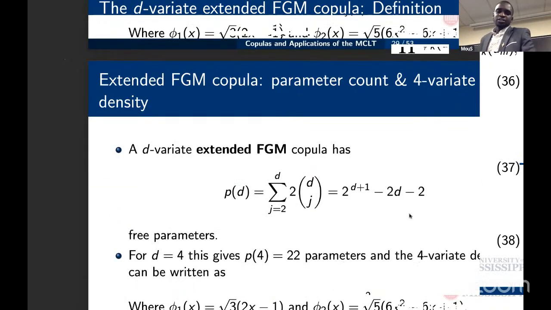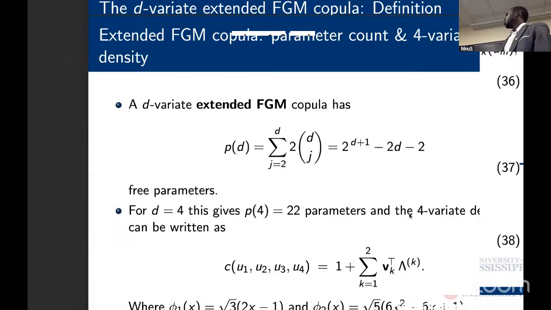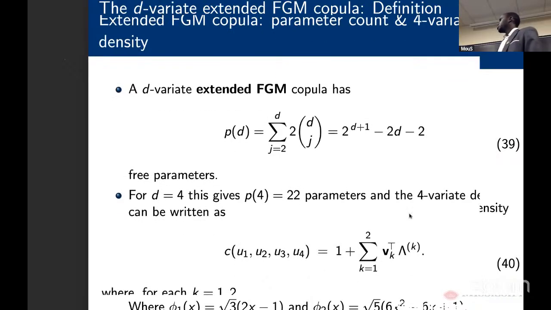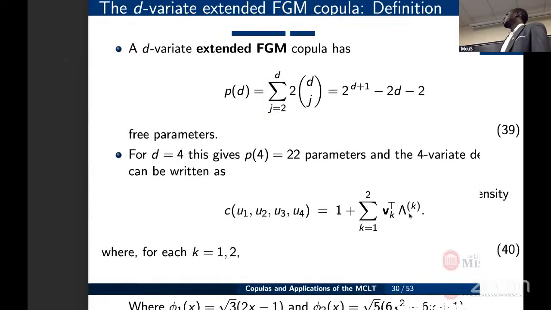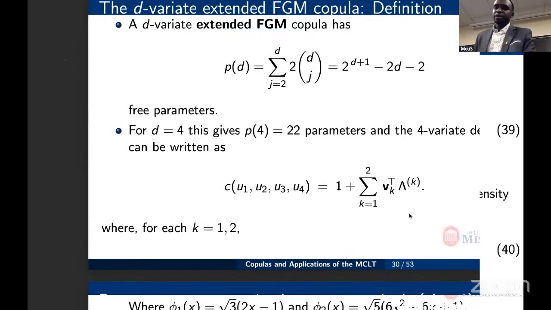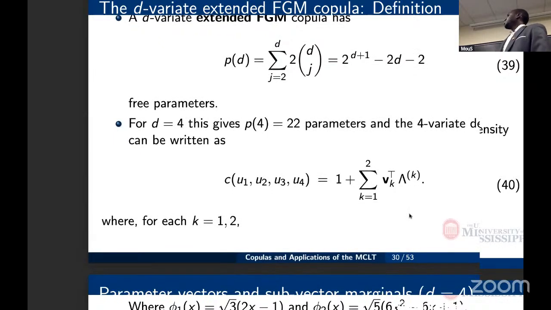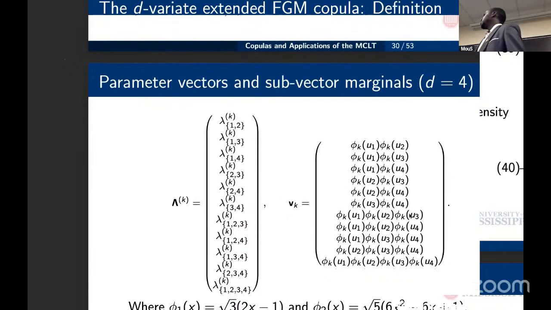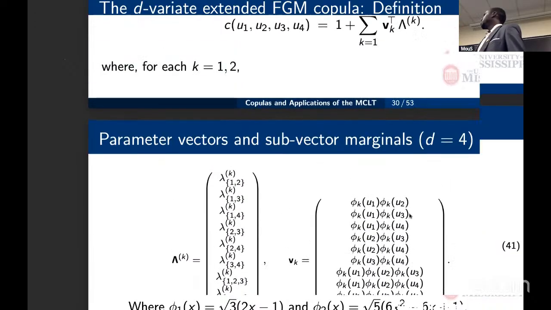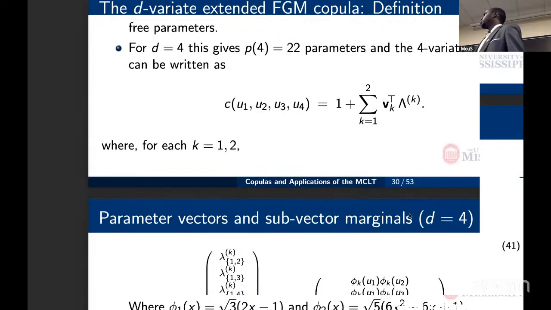And it has P_d parameters given by equation 39, which is 2 to the power d plus 1 minus 2d minus 2. That's the total number of parameters as long as we have the number d. For example, when d equals 4, the 4-variate FGM copula has 22 parameters. And the density can be written as in equation 40, where v_k and lambda_k are defined by these vectors. So this is lambda top k and this is v sub k that we can replace in formula 40 to get the density of the 4-variate FGM copula.